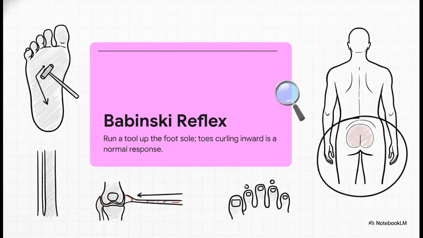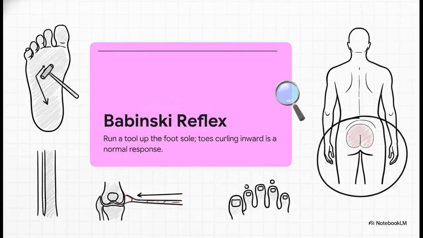To finish up your extremity checks, you'll find their pulses, like the popliteal behind the knee or the dorsalis pedis on the foot, and check capillary refill on the toes. Then, grab your reflex hammer to test the Babinski reflex. You'll run the end of the tool up through the ball of the foot. You are looking for that normal, negative response where the toes curl downward and inward.